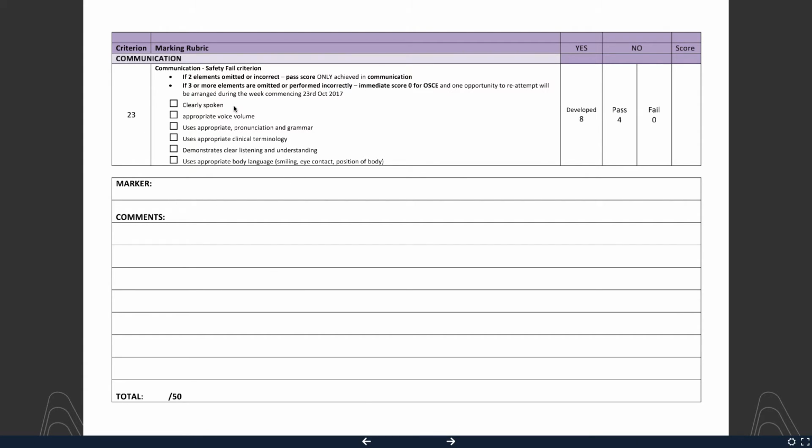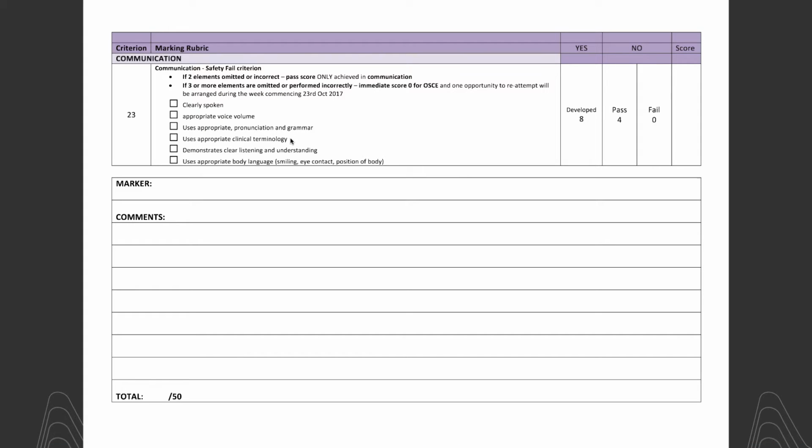So we've got clearly spoken, appropriate volume voice, uses appropriate pronunciation and grammar, uses appropriate clinical terminology. So what that means is, you don't say, oh, it's got an increased heart rate. We want to hear the words. If he is tachycardic, so if he is over 100 beats per minute, then you say he's tachycardic. If he's tachypneic, so if his respiratory rate is elevated, or is he hypotensive or hypertensive, not high or low blood pressure.